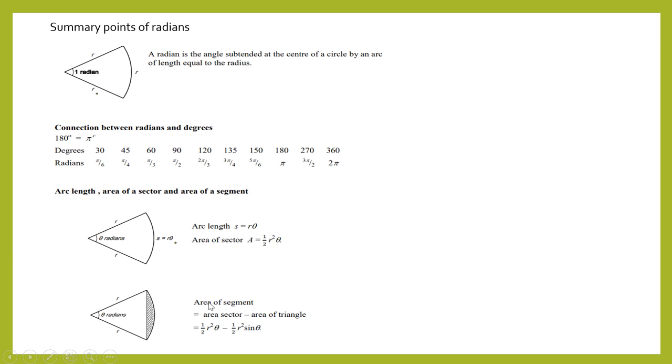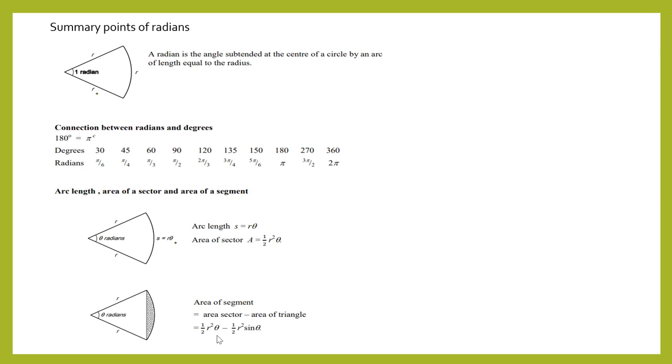And if we want to find the area of a segment, what we'll do is find the area of the sector, then subtract the area of the triangle from the area of the sector. Then you can find it in this form: half r squared theta minus half r squared sine theta. This is the formula of the area of the sector. This is the formula of the area of the triangle. If you subtract them, you get the area of the segment.